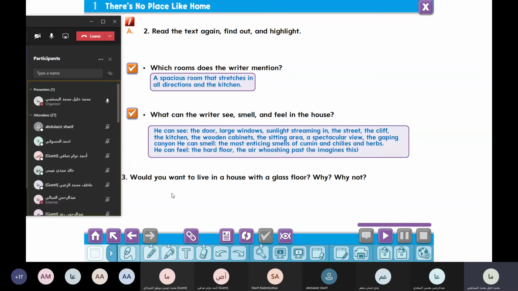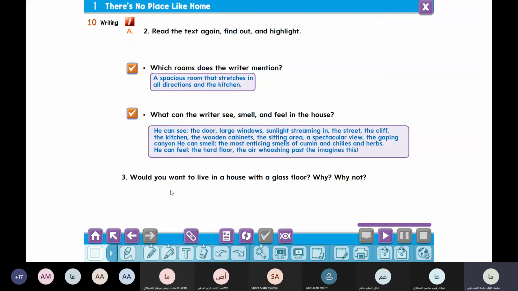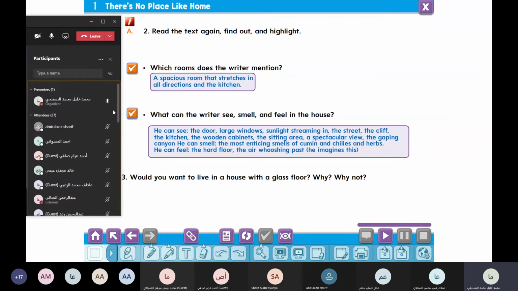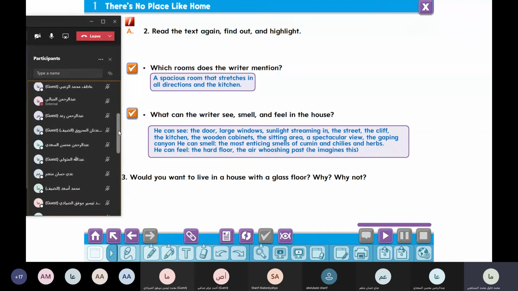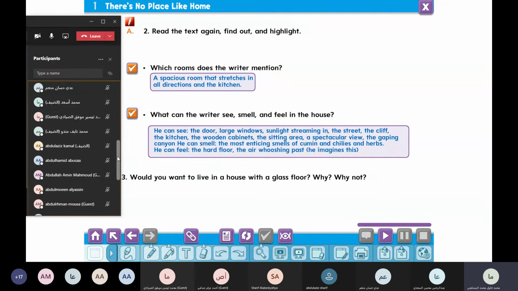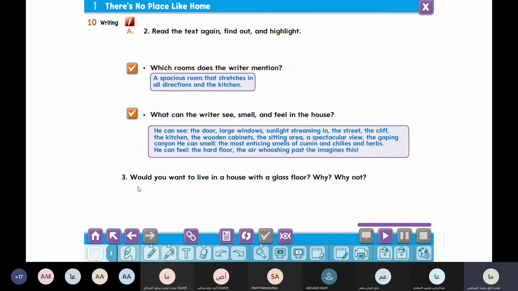Good. Now look at the last question here, number 3. Who can read the question, please? Abdurrahman Musa, are you here? Yes, teacher. Read the question, please. Would you want to live in a house with a glass floor?